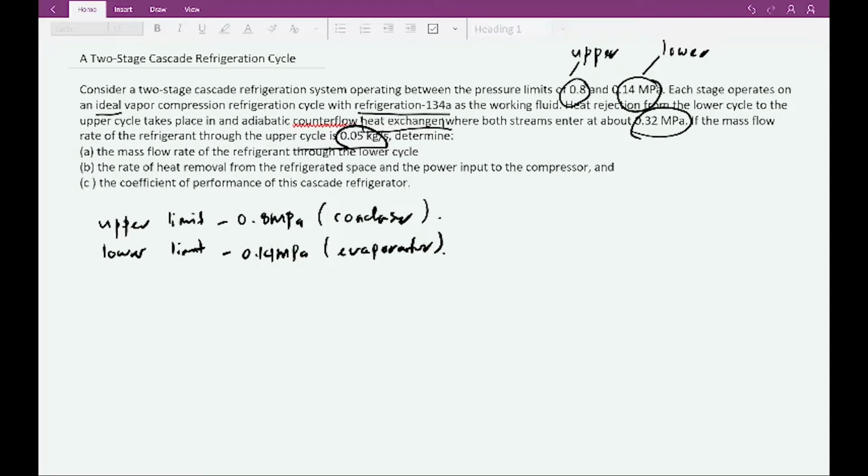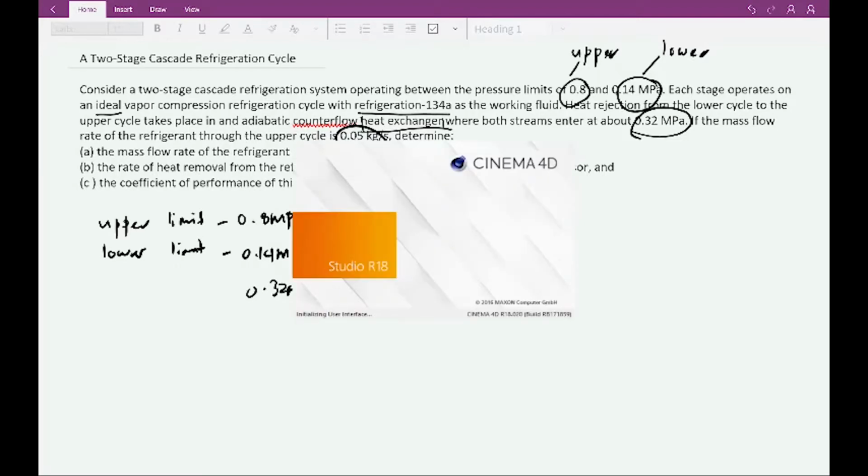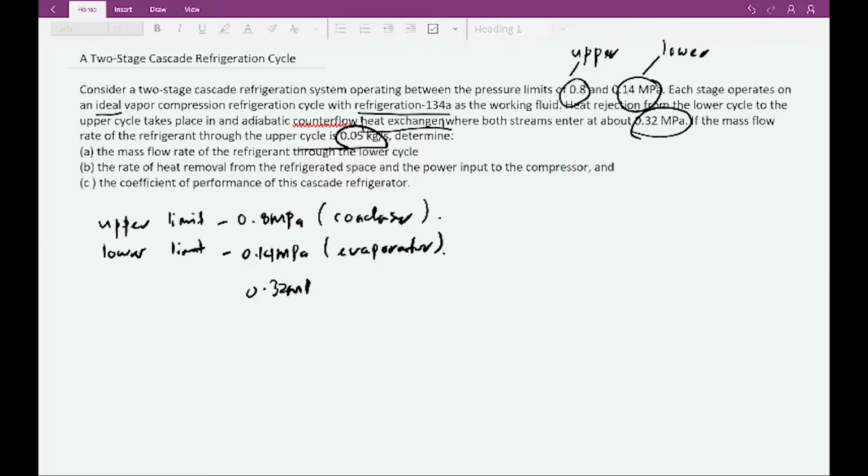Right, another pressure, which is 0.32 MPa, operated in your heat exchanger. So we call this the intermediate pressure. Sorry about this, my handwriting is not so good. I hope that you understand. This is at your heat exchanger.